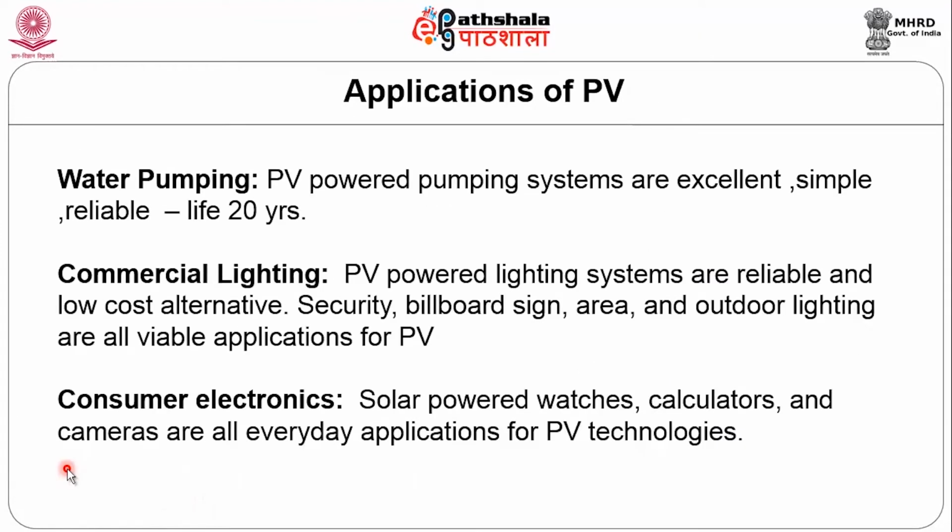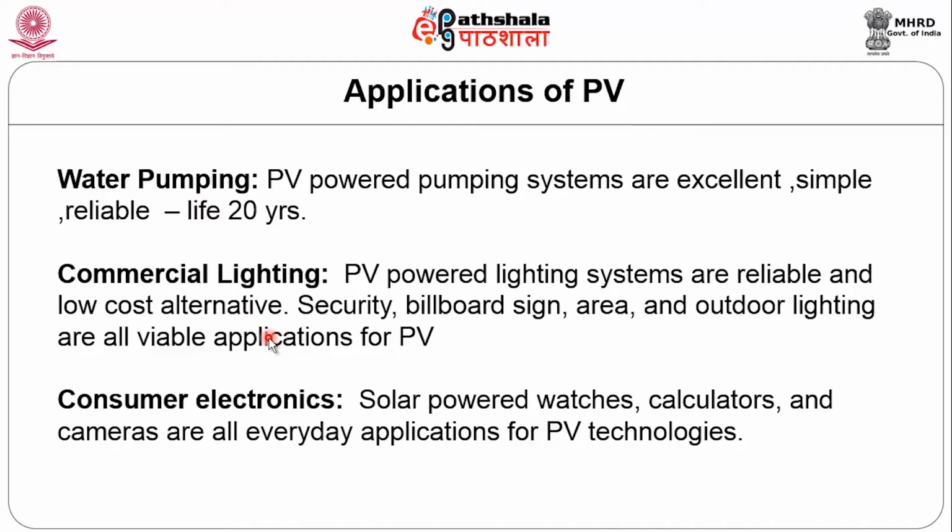Applications of solar photovoltaic systems: water pumping. PV powered pumping systems are excellent, very simple in design, and very reliable, with a lifetime of about 20 years. In solar water pumping, we need not have any inverter. From the solar PV array, we can have a DC motor and the pump, and it can be utilized for agricultural purposes, for irrigation, so we need not have any inverter here. Solar water pumping is a wonderful application for the agricultural sector.